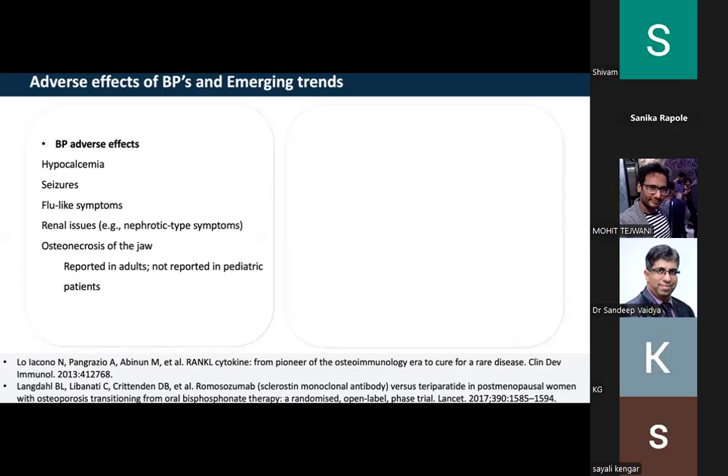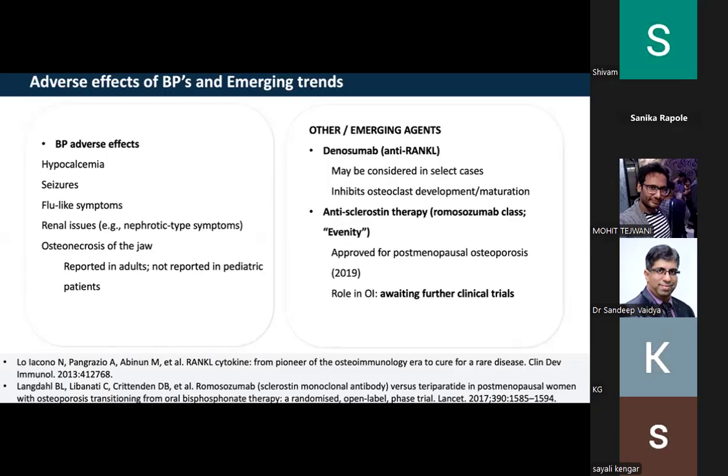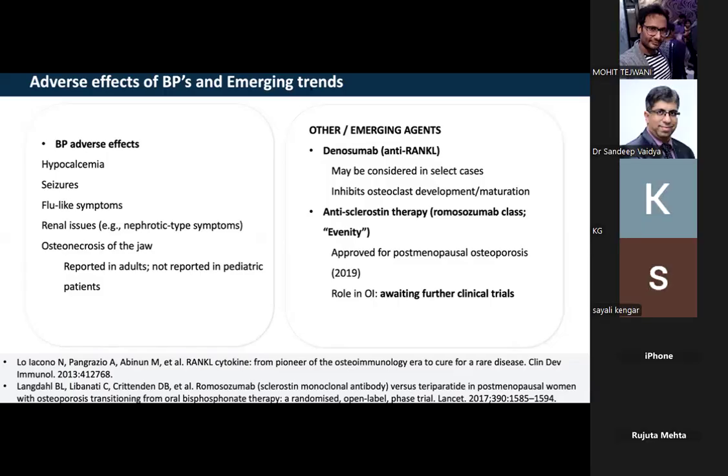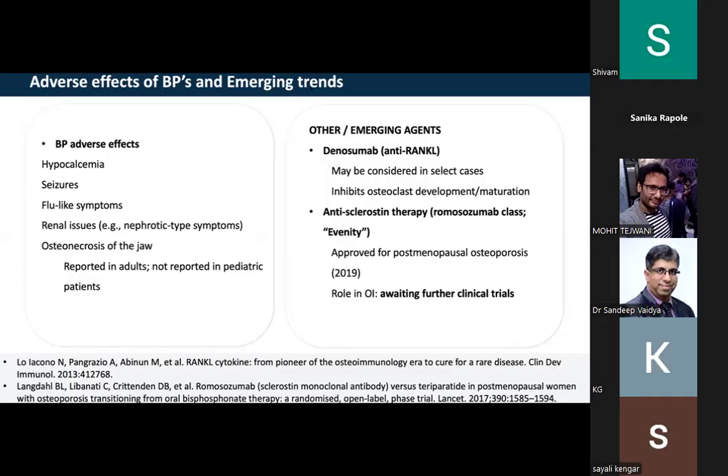I would like to just mention two drugs here. One is denosumab, and the other is anti-sclerostin therapy. Denosumab is a monoclonal antibody which reduces osteoclast formation. It requires careful monitoring because it can cause rebound phenomena and disruption in calcium homeostasis. And this very new drug, which is a humanized monoclonal antibody, is currently approved only for postmenopausal osteoporosis. However, there are some trials going on for OI, but they have not come out with any results yet. This is something where work is going on.